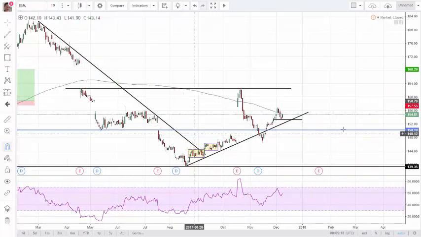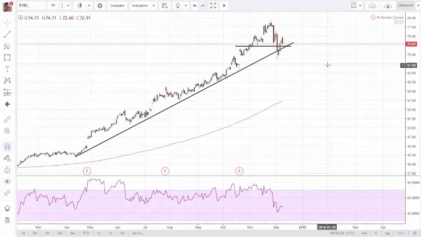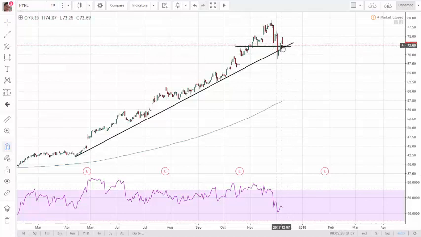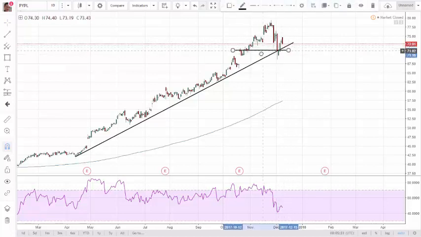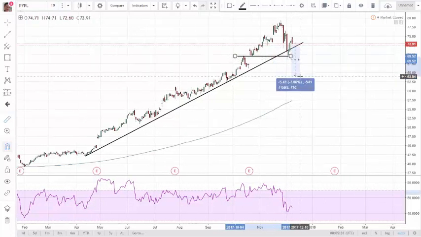IBM took a beating last year. Maybe we are in for a further move to the upside. PayPal, of course, interesting if you ask me. Also moving into a cluster support area. Well, this support area, it's not really a support area right now.